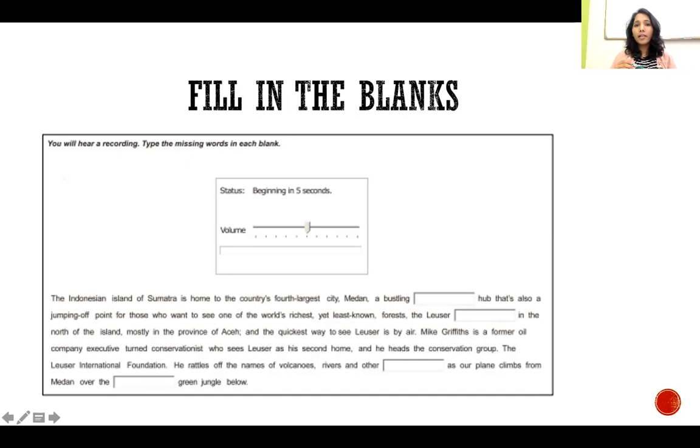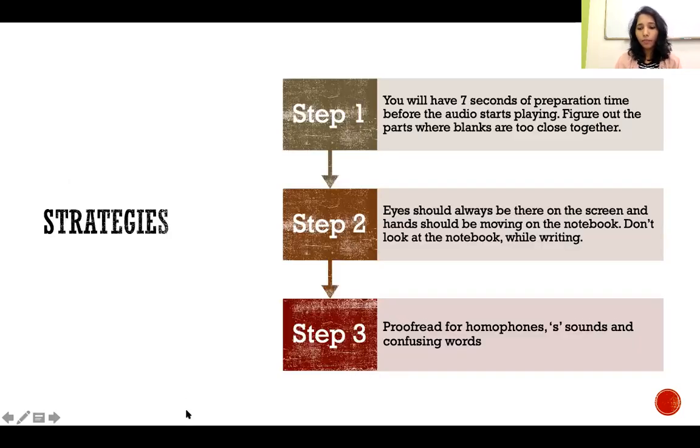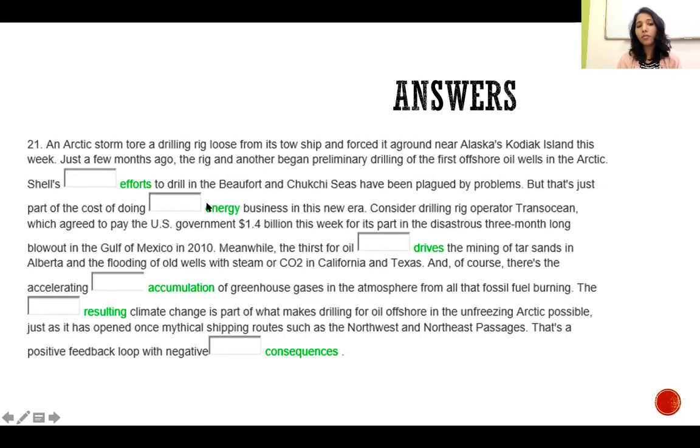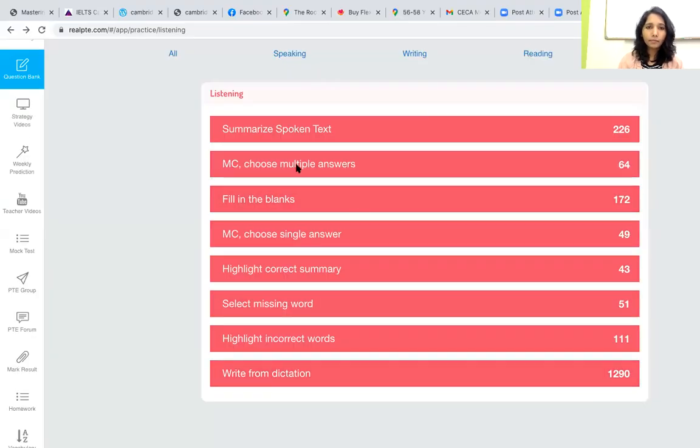You have to pay extra attention to what form the word is, whether it's in the singular or plural form, whether it's in the present or past tense. Pay extra attention to what form the word is in, okay? Then, all right, and you can check. So every time you write the right answer, you get a point for listening and a point for writing. So let's start solving a few of these on our practice website. So choose fill in the blanks. So remember, eyes on the screen, hands on the paper, okay?